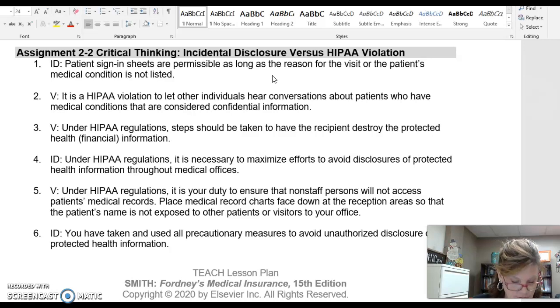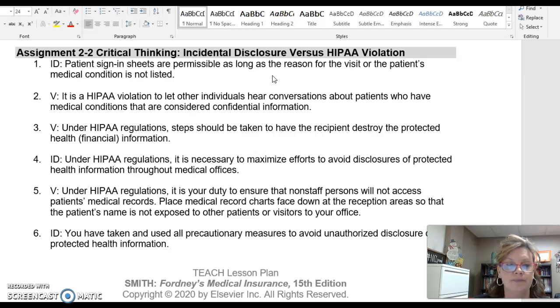Okay, number 2, it's Monday morning. You are at work and there's a lot that needs to be done. You receive a telephone call and you give patient information without confirming who is on the line. Hopefully everybody got this right. This is a violation. You cannot let others hear your conversation about patients who have medical conditions that are considered confidential information.